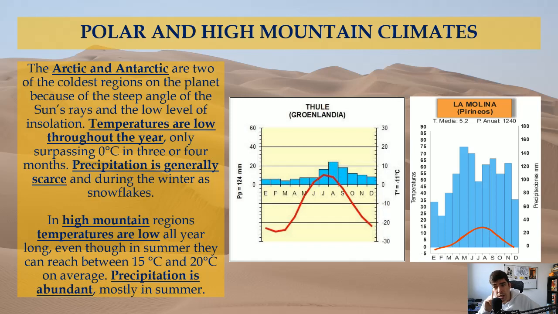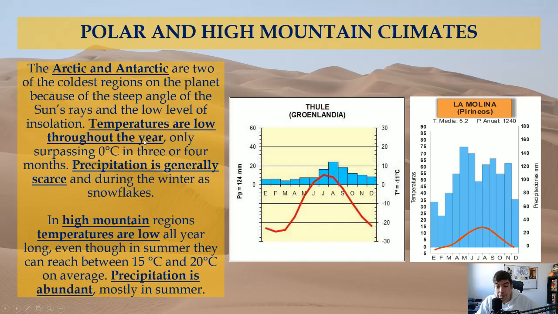So first, let's look at the climate graphs. This is polar climate graphs. In these regions, the temperatures are low throughout the year, and the average is always below 0 degrees. For example, in this place, in Thule, in Greenland, the average temperature is minus 11 degrees.